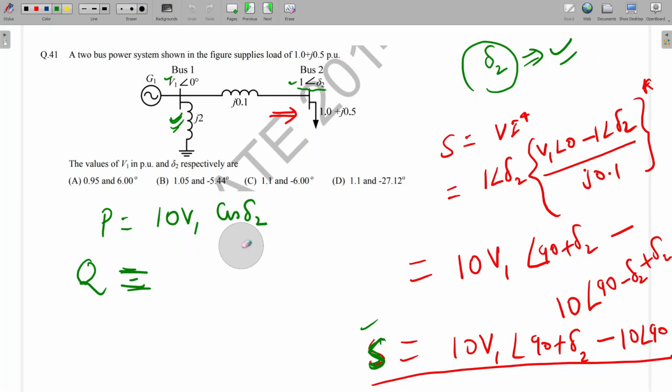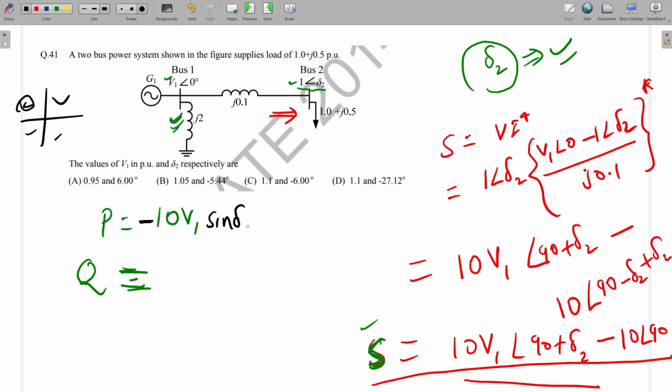So if we take cosine of this one, cos 90 plus theta will come as minus cos 90 plus delta 2. All the sine, tan, cos formulas we know. So cos 90 plus theta, here it will be minus 90. So minus 10 V1 sine delta 2. And for Q, we will take sine.